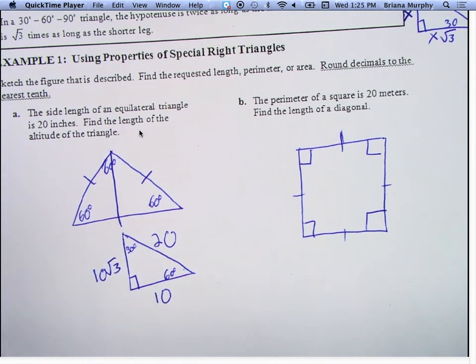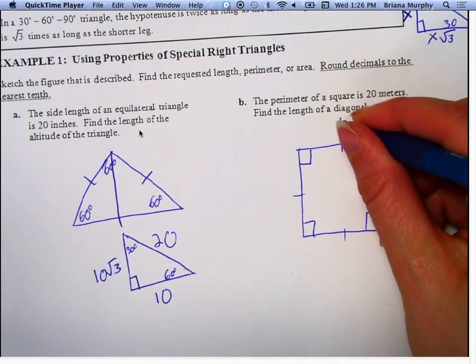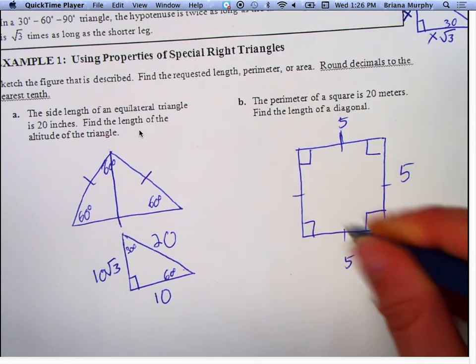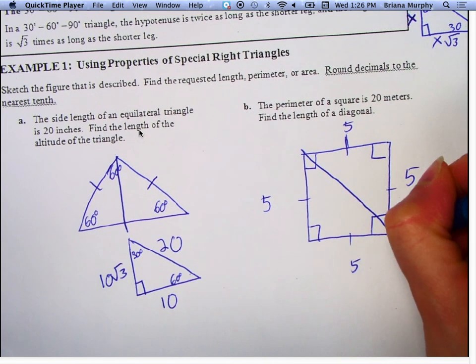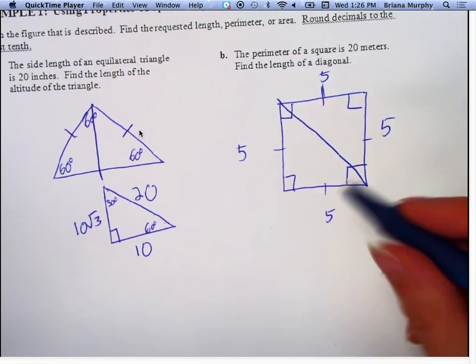Okay, so if I've got a square whose perimeter is 20 meters, what are the lengths of all of my sides? 5, right? Now, if I wanted to find the length of the diagonal, what would those 90 degrees change to? 5 square root 2.